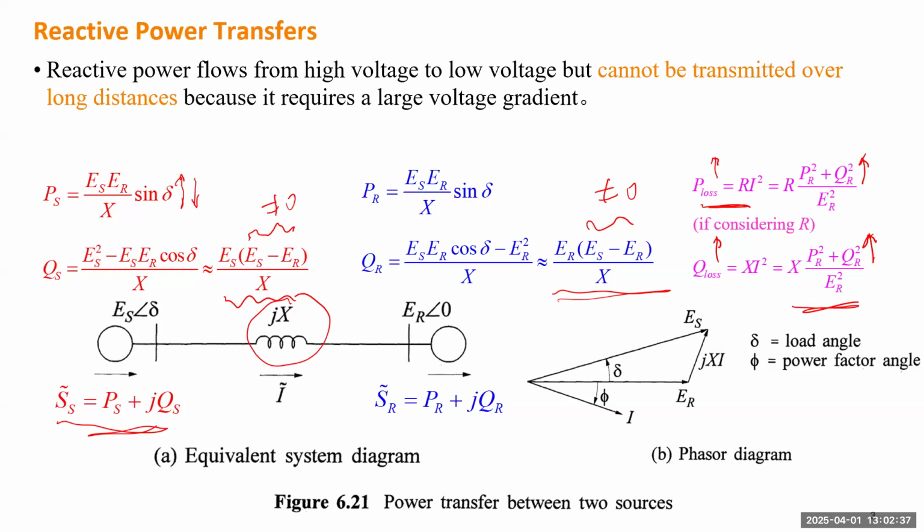So here we have two conclusions. The first one is reactive power flows from a high voltage to low voltage, but cannot be transmitted over long distances because it requires a very large voltage gradient. So if you want to intentionally deliver reactive power from one point to another point, based on this formula, you can calculate how large a voltage gradient you're going to generate, divided by the reactance, the total reactance along the path. You need to make that answer the same as your target, okay?